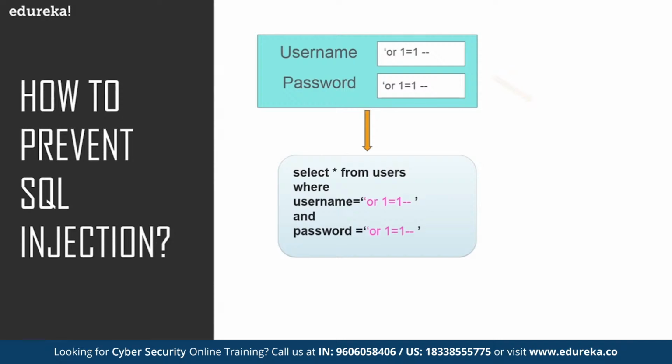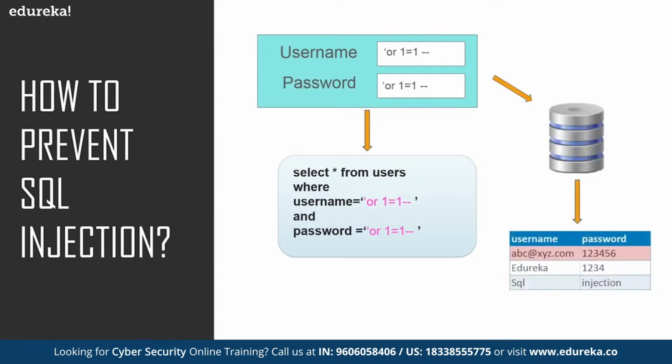So when you use the bind parameter, even if you give this malicious string as the input, it is sent to the database as a string. It is cross-checked with the username and the password in the database table, and because there is no match, the login will be unsuccessful. This is one way how you can prevent SQL injection.